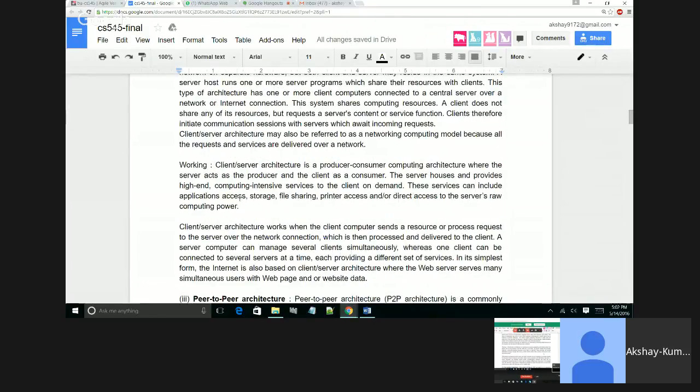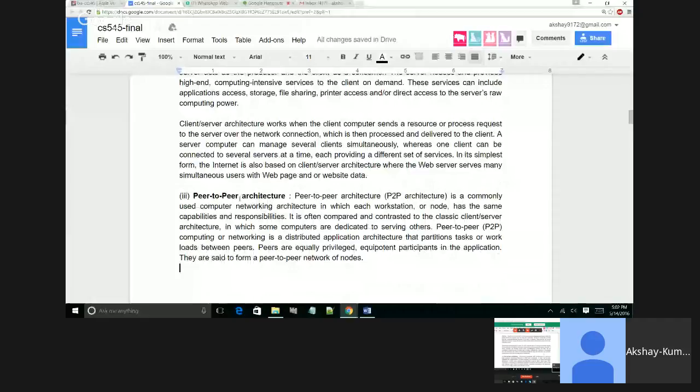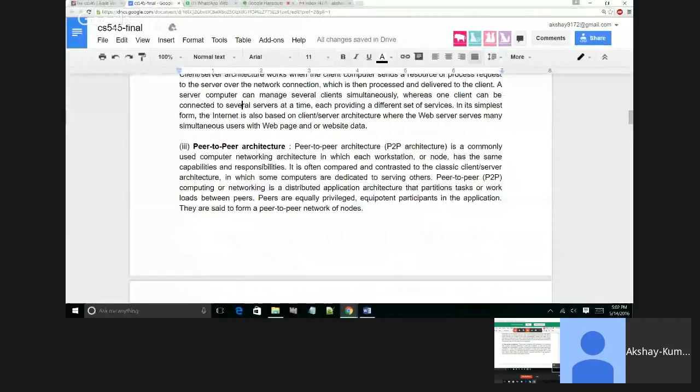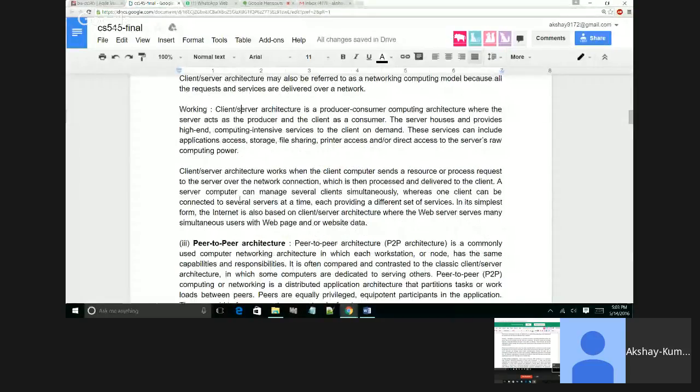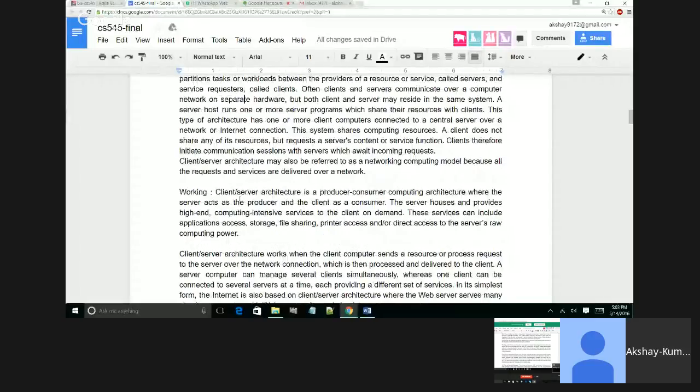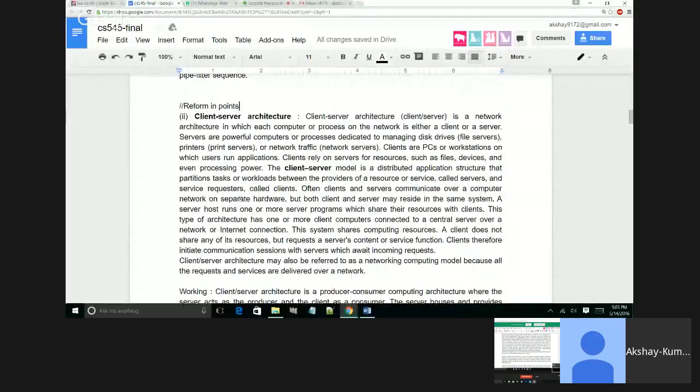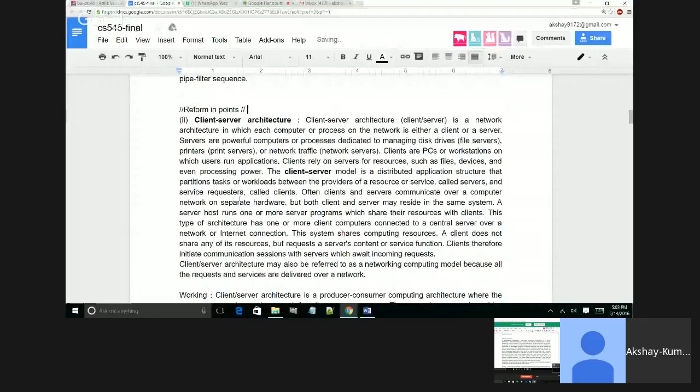So again, the same way, the peer-to-peer architecture. Secondly, Akshay, I think you should put some diagram or image to describe the client server architecture. Okay. You have the content, but I think the diagram would add a good image to the answer. Yeah, perfect, you're right. I should do that.